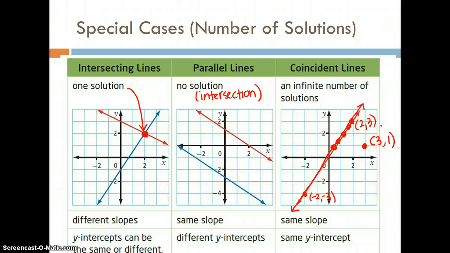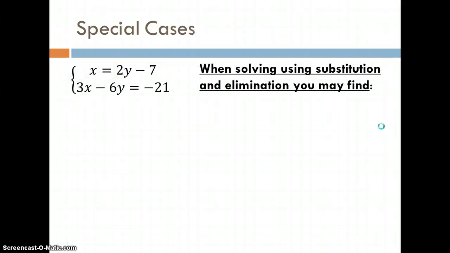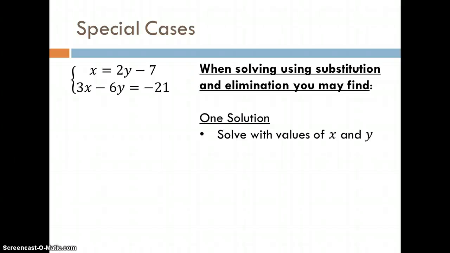So what does that look like? We're not doing a whole lot of graphing. What does that look like when we're actually solving with substitution or elimination? You're going to see one of three cases. The one solution case, the one we looked at first where the two lines intersect, is the case we did in class. And with Khan Academy, you're solving and you get an x value and a y value, and there's nothing weird that happens.